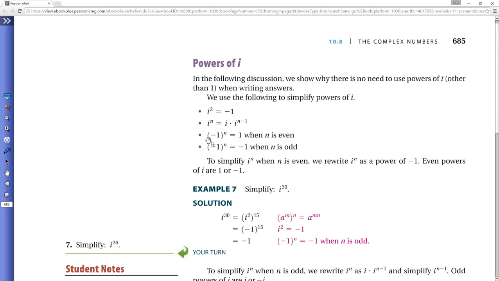And it says if I have a negative 1 to the n power, and if the n is even, this always ends up to be 1, doesn't it? And if I have a negative 1 to the n power and the n is odd, I always end up with a negative 1. So they're kind of pointing out some stuff that we've already known, but they're going to use these patterns to help us create a simpler way to deal with i when it gets to higher powers.